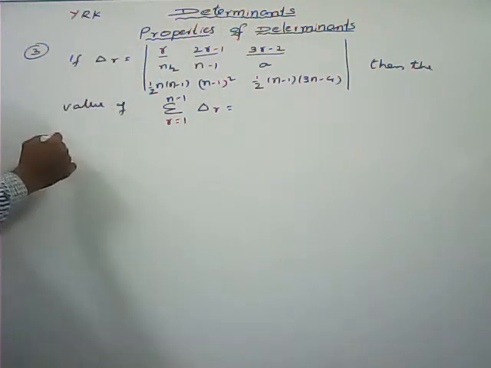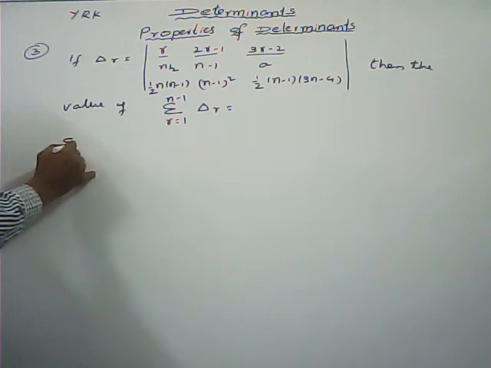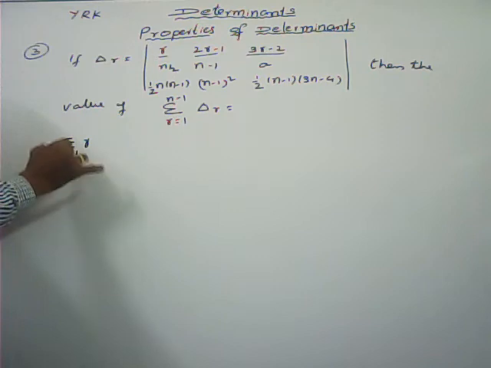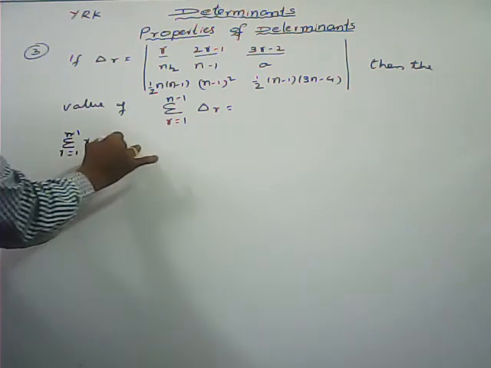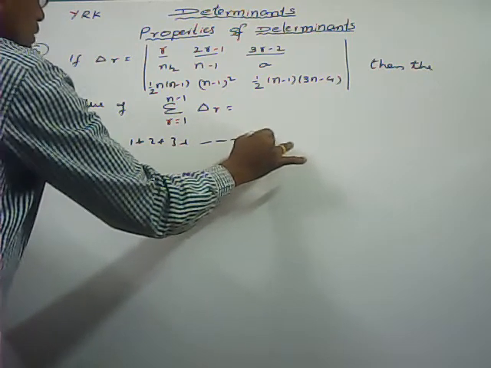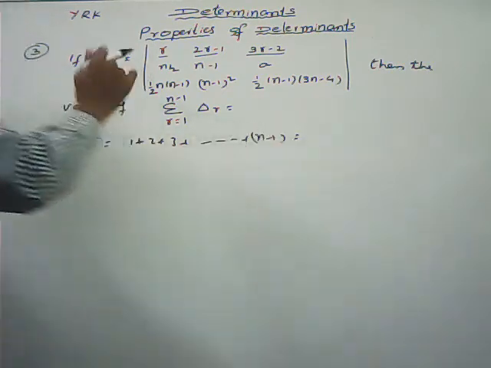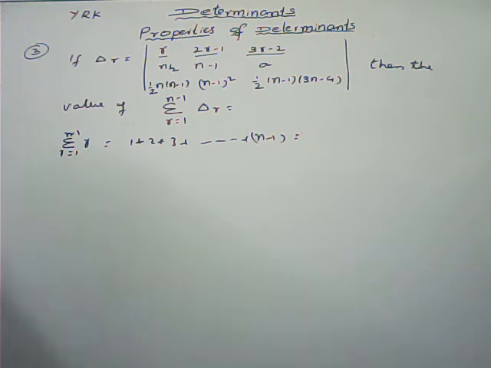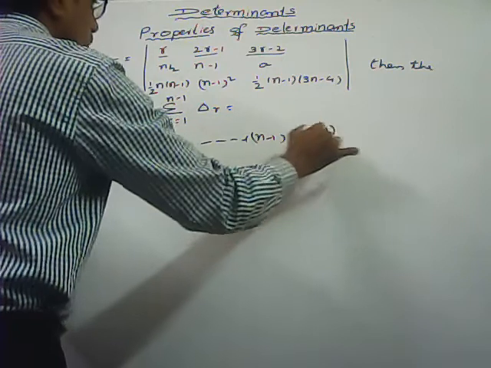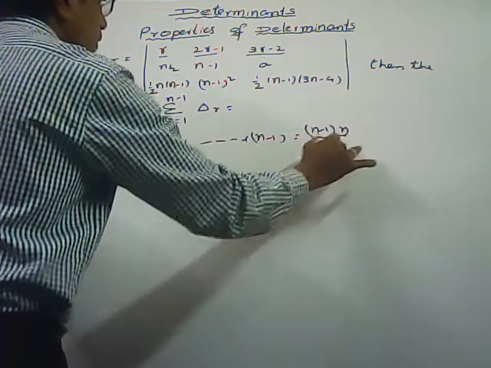Here I am taking separately sigma R equals 1 to n minus 1. That one here we can get 1 plus 2 plus 3 plus up to n minus 1. The sum of the first n natural numbers, n into n plus 1 by 2, formula is there. The sum of the first n minus 1 natural numbers is n into n minus 1 by 2.